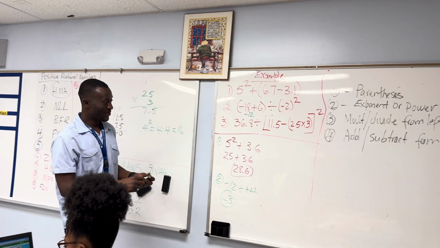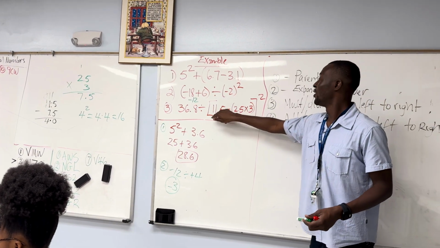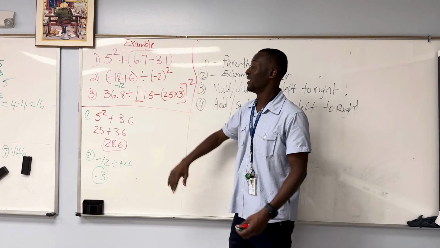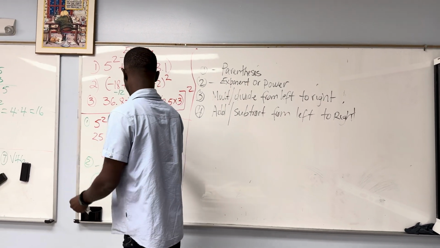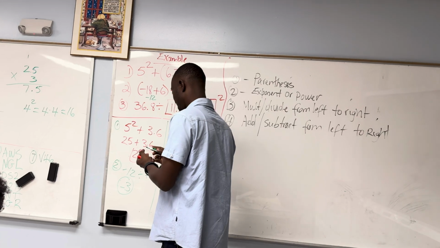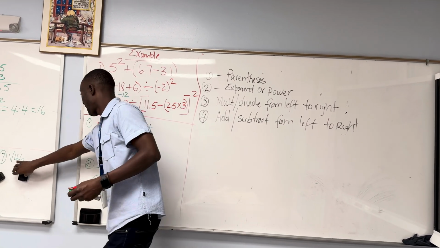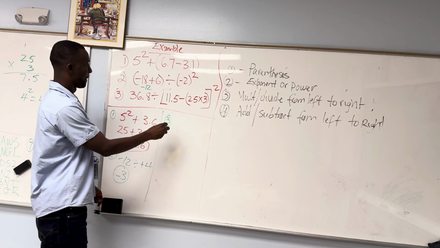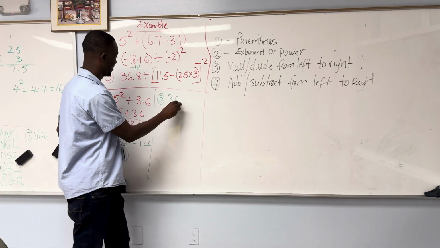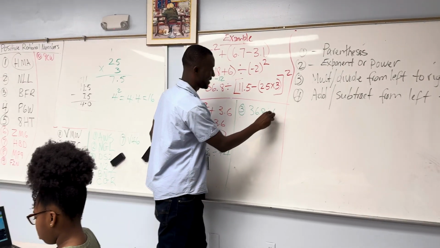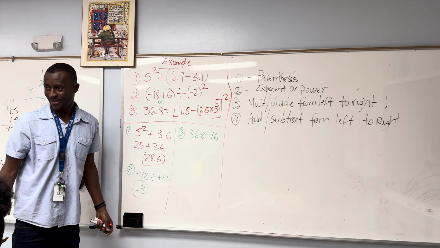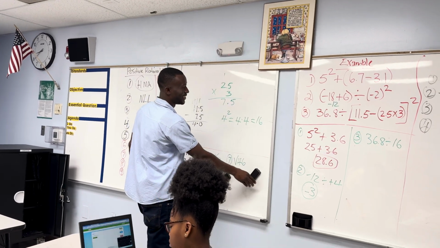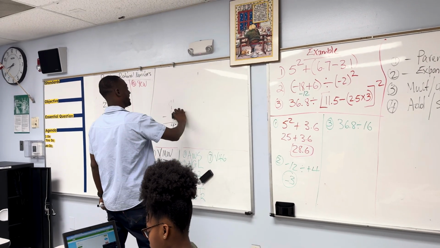So we're done with the parentheses and the bracket, so we don't worry about those now. We're going to do the division now. We have 36.8 divided by 16. Simple. Now it's done.